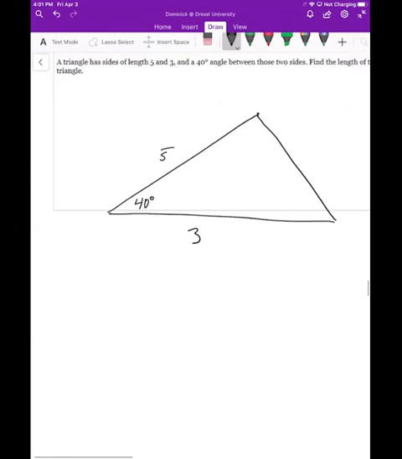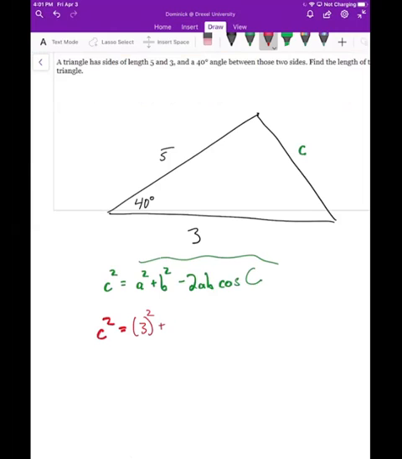So now, which rule should we use here? So we either know that we could get, if this is side C, then if I use C squared is A squared plus B squared minus 2AB cosine of angle C, I have everything that I need on this side. So I will be able to get C in this case. So C squared is equal to A, which I can say is 3 squared plus 5 squared minus 2 times 3 times 5. And the angle opposite C is the 40 degrees. So now I can say that C squared is 9 plus 25, and this is minus 30 times cosine 40.